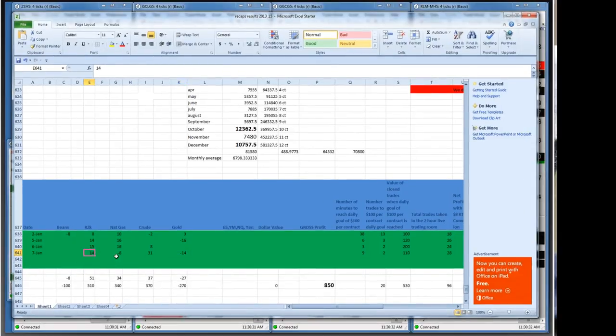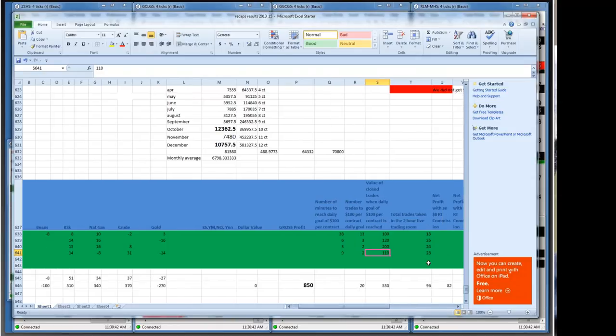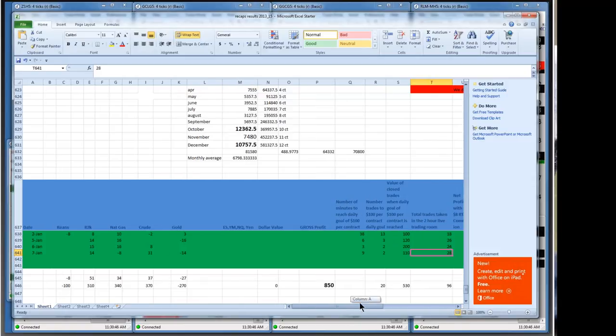So today, guys, we made 14 on the Russell. We lost 8 on gas. We made 31 on crude. We lost 14 on gold. Took us 9 minutes and 2 trades to get to our goal for the day. At that point, we're up $110 a contract. We took 28 trades today in the live trading room. So after 2, we were up 110.